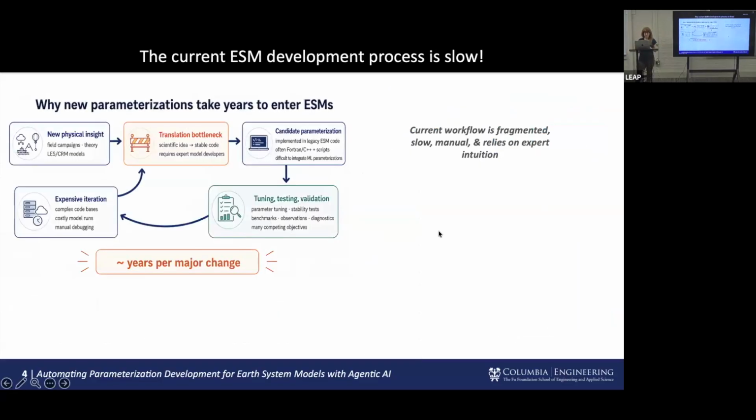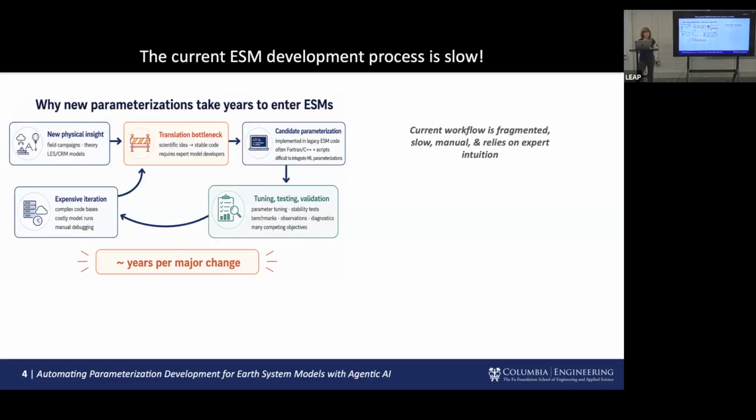So I'm going to talk today about how there's promise to improve the whole parameterization development cycle. And the current way that we develop Earth system models is quite slow. I'm going to be somewhat biased towards the atmospheric parameterizations because that's what I know best.